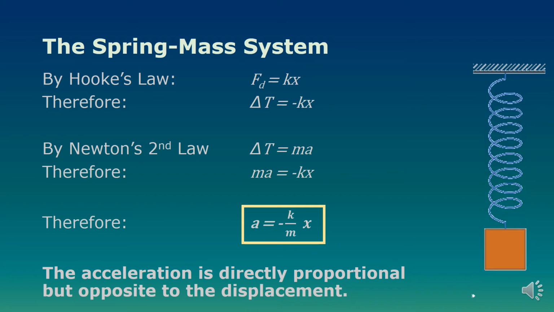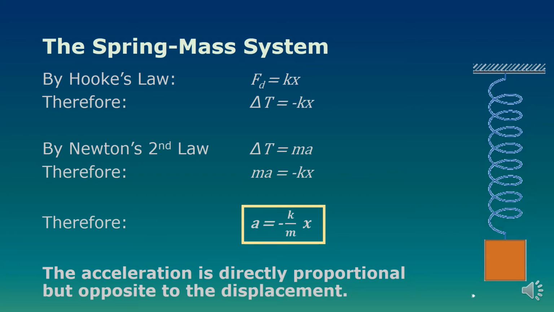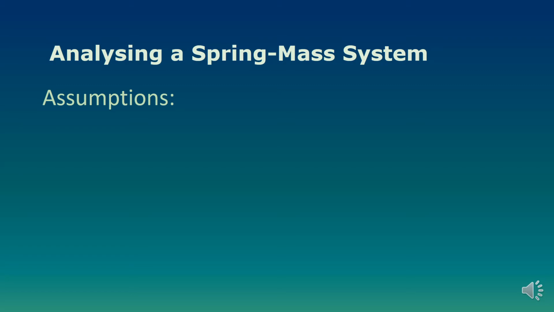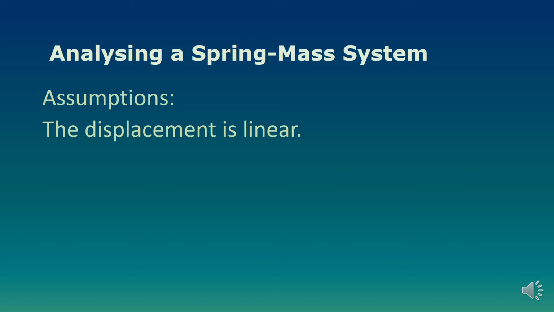So the maths that now follows to explain a spring mass system in detail is really quite straightforward using those two. Before we get to that, just a couple of key assumptions that we've always got to be aware of when dealing with this. So in a spring mass system, we're assuming that the displacement is linear. We've not got any side-to-side motion or anything like that going on. That can complicate the maths a little bit.